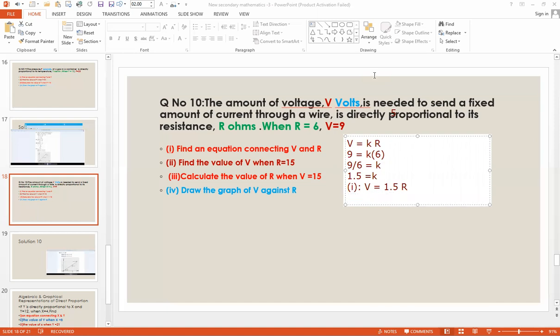Now we move towards the second part. I think now it becomes very much easier for all of you. Okay, find the value of V when R is equal to 15. Okay, V you have to find, and obviously the value of K you already know is 1.5, and the capital R value is given, that is 15. Now you have to solve it. Very easy. You just multiply 1.5 by 15, you will get its value. Okay.